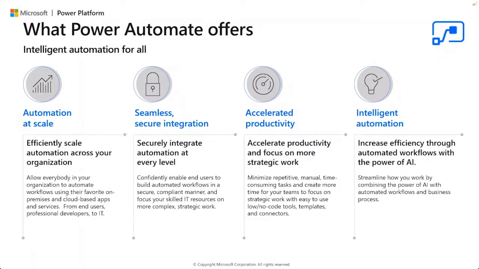You can also accelerate productivity by minimizing repetitive, manual, time-consuming tasks and create more time for your teams to focus on strategic work with easy-to-use low-code, no-code tools, templates, and connectors. And finally, intelligent automation. Streamline how you work by combining the power of artificial intelligence with automated workflows and business processes.